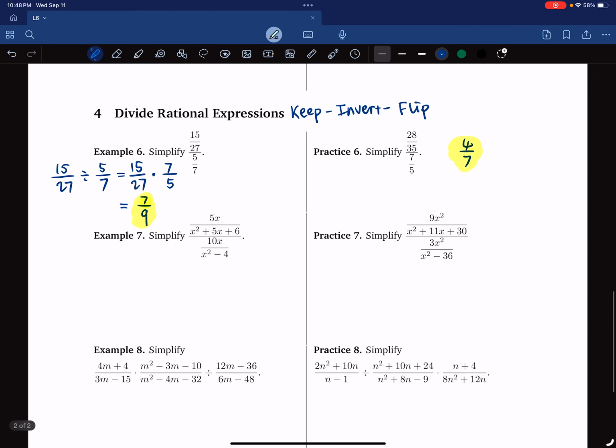Example 7. So example 7, now we're doing the real business. Rational expression with variables. So we're going to follow the same way. It's a complex fraction because we have fraction within fraction. I'm going to rewrite this as division of fractions: 5x over x squared plus 5x plus 6, right? Divided by 10x over x squared minus 4. And now it's a division of fractions, so we can use those three words. Keep, invert, flip. Keep the first one, let's copy.